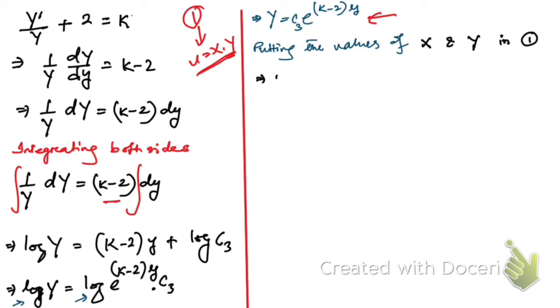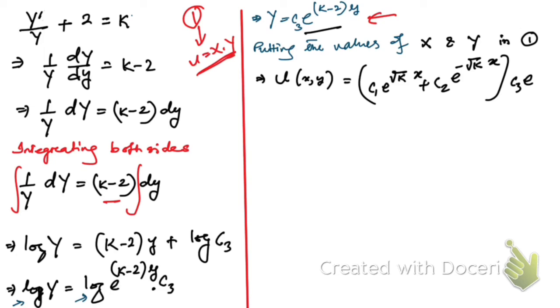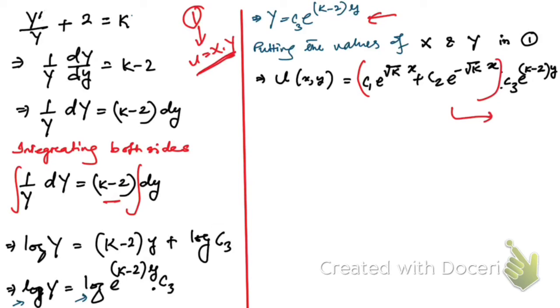So we have got u, which is a function of x and y, and instead of capital X we're going to put this result, and then capital Y is this: c3 e to the power k minus 2 into small y, minus 2 into, just wait. Here you can see, this is the solution we have got. Let this be equation number 3.